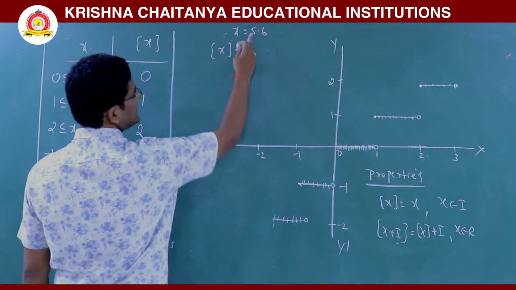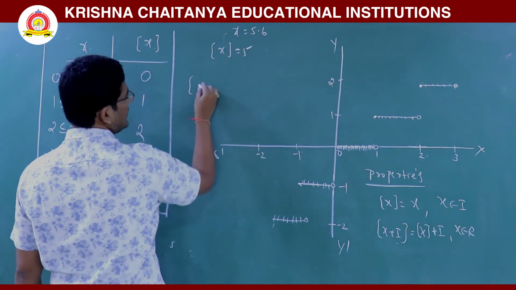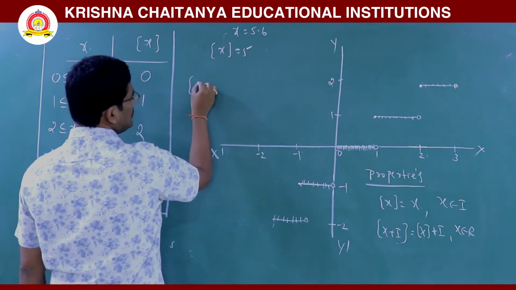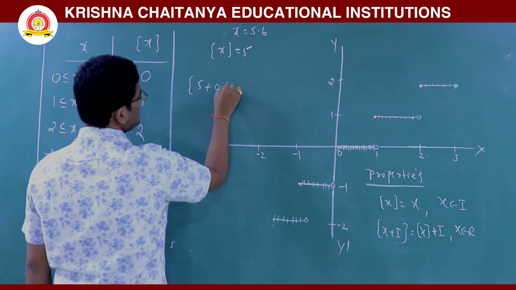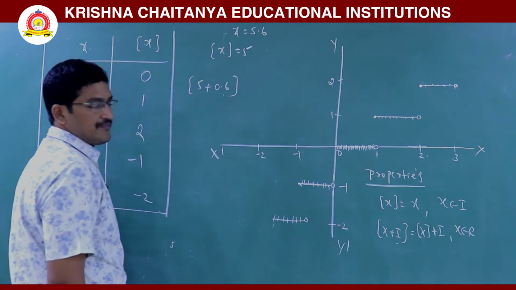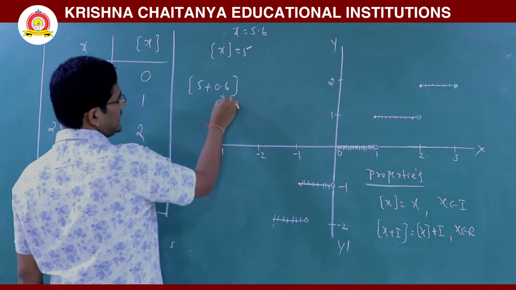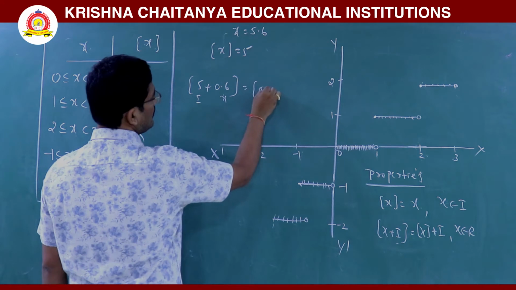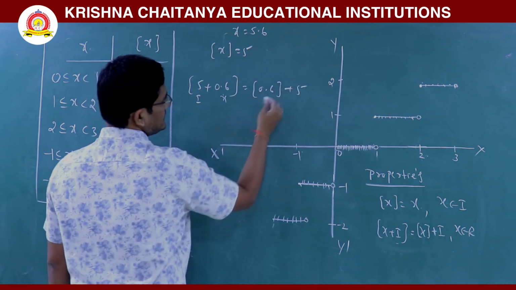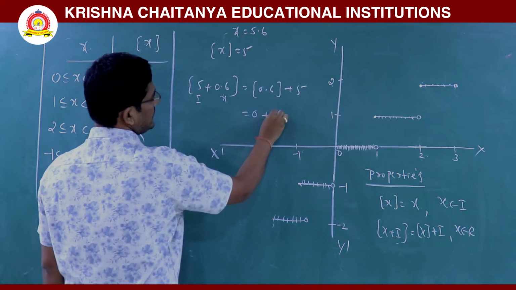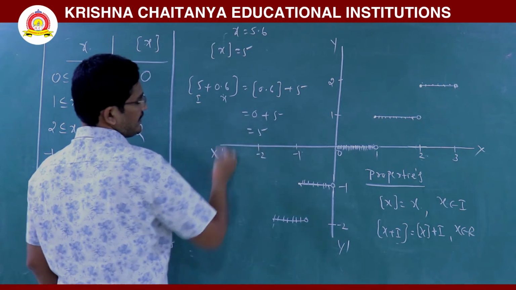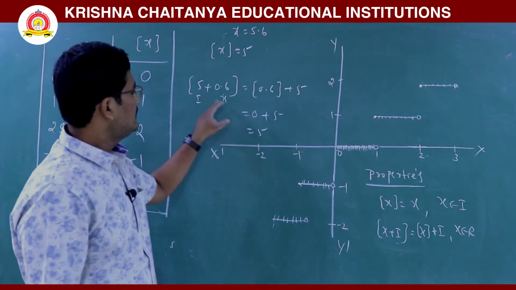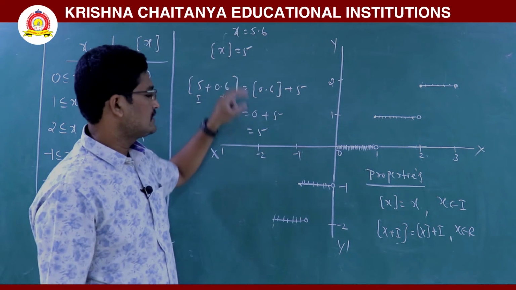So floor of x plus I, I am writing this 5.6 as integer 5 plus 0.6. So this is x, this is I, you know. So what is it? Floor of 0.6 plus 5. Floor of 0.6 is 0, plus 5. 0 plus 5 is 5. Okay, so floor of x plus I is equal to floor x plus I.